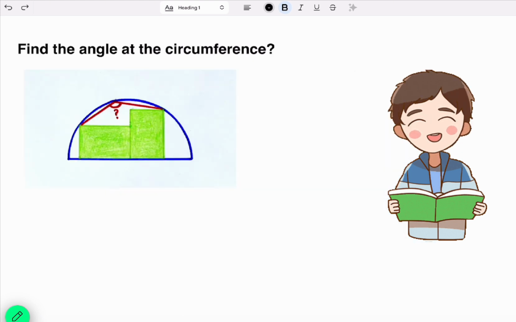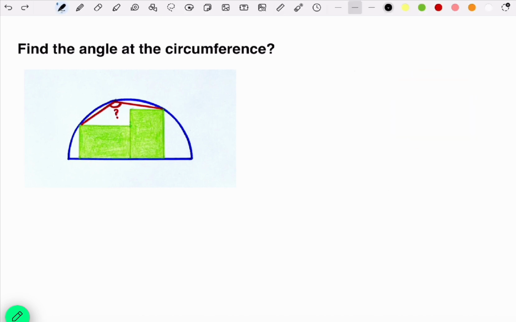There is some more additional information required to solve this question. The additional information is the two green rectangles in the diagram are congruent. You know what congruent means, right? If two shapes are congruent, then their corresponding sides and corresponding angles are also equal. Now, let's dive into the solution.